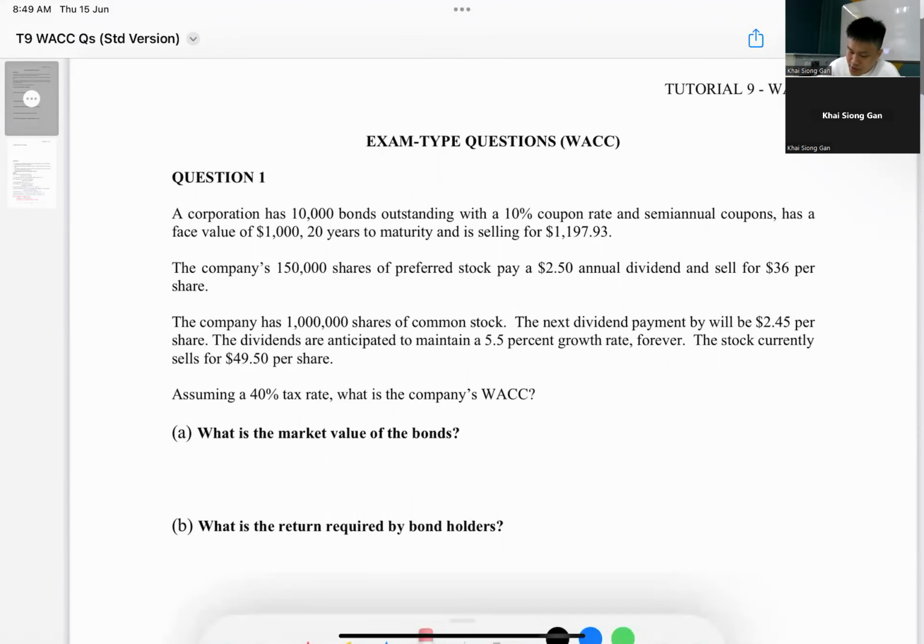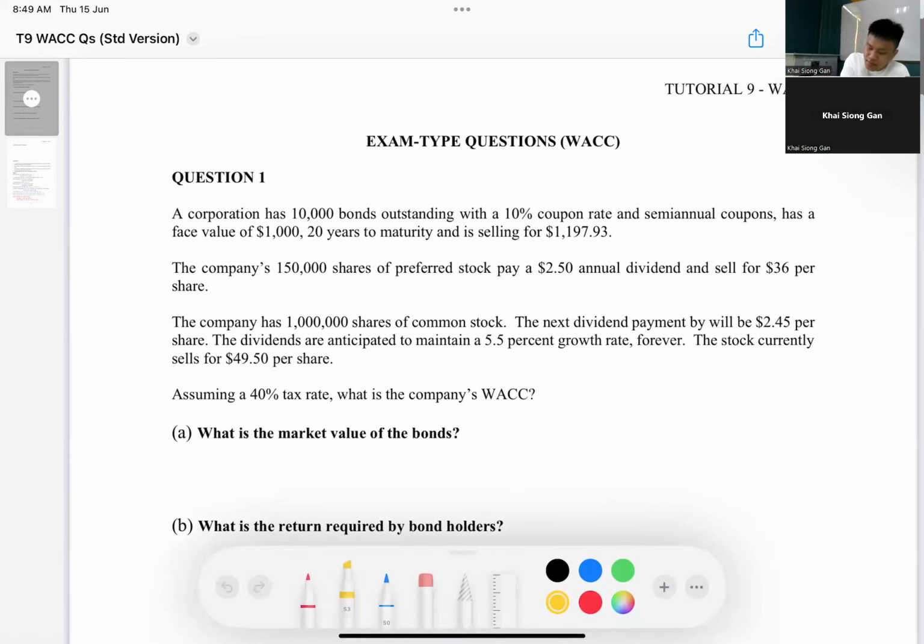Okay, let's do this question together. First of all, let's read the question. By the way, this is your exam type question. It's also in the tutorial answers as well, but I want to discuss this with you during our classes. Now, a corporation has 10,000 bonds outstanding. That means they have issued this number of bonds.